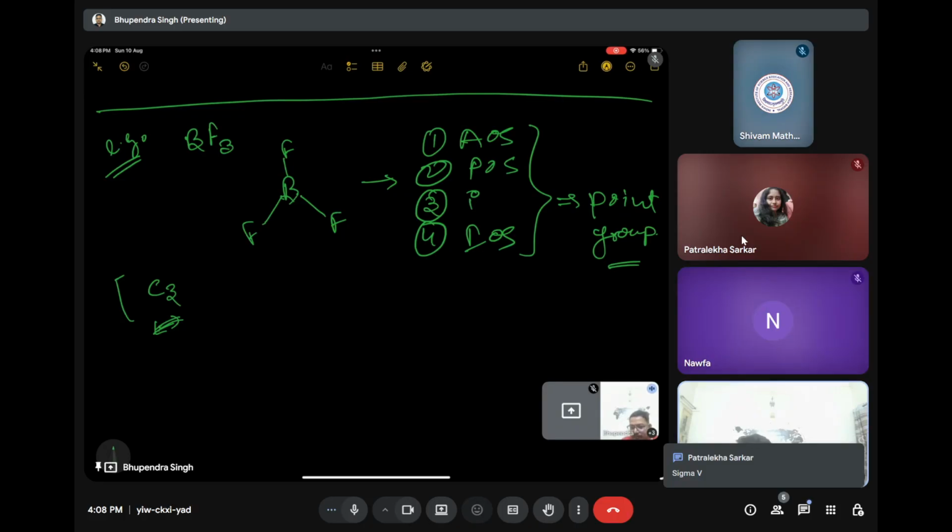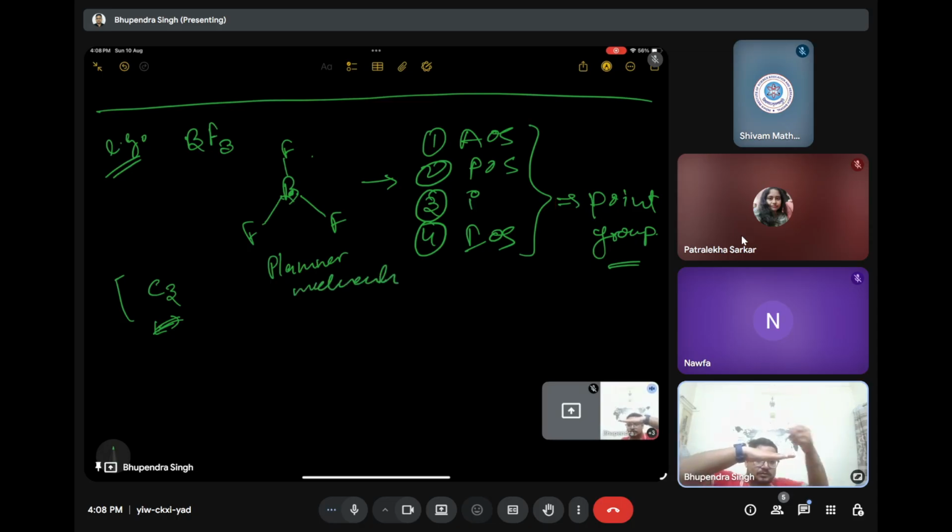Okay. So, Patlekha is saying sigma v. So, let's say here, this is your planar molecule. So, this is your C3. This is the perpendicular plane which contains all the 4 atoms of the molecule, which means it is perpendicular to this axis also. This should not be sigma v, this is sigma h. So C3, sigma h.